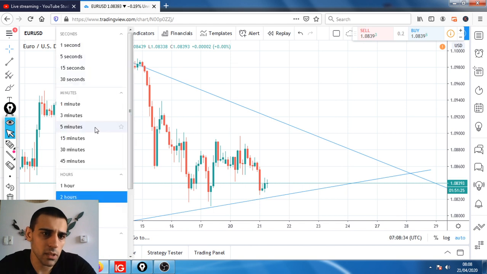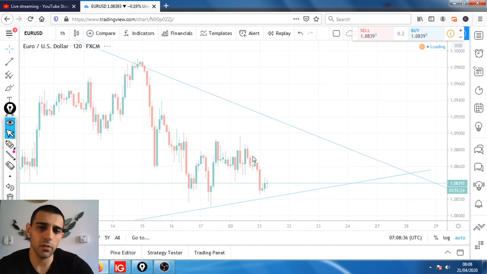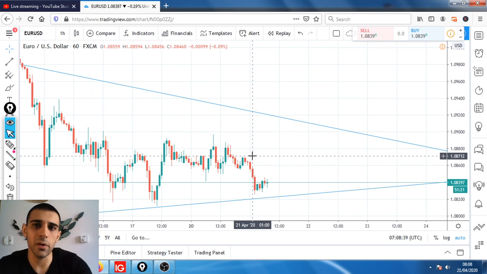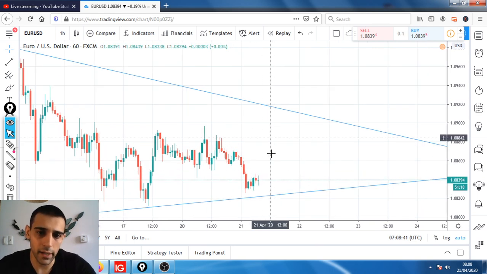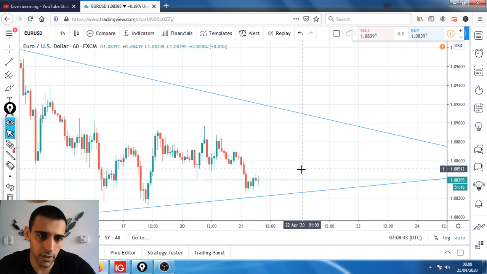Oops, this is actually 2 hourly time frame. I need 1 hour time frame. I don't trade on a 2 hour time frame. I trade on a 1 hourly, 4 hourly, daily, and higher time frames. So it's a similar picture really.